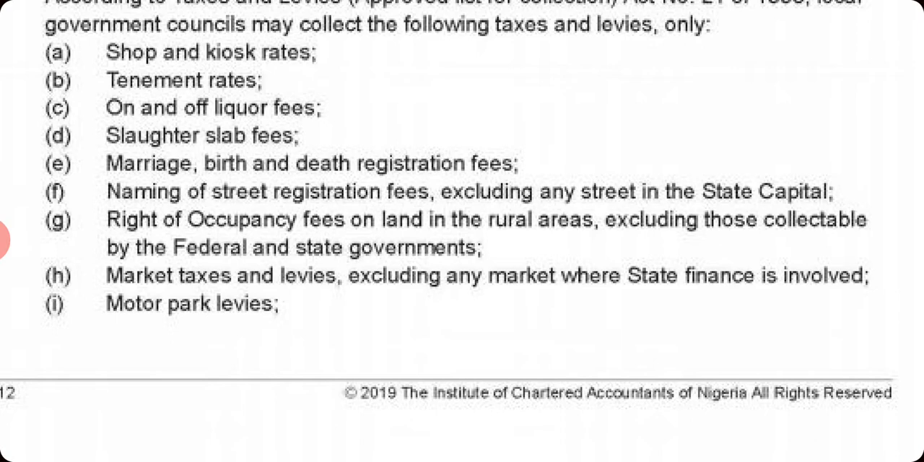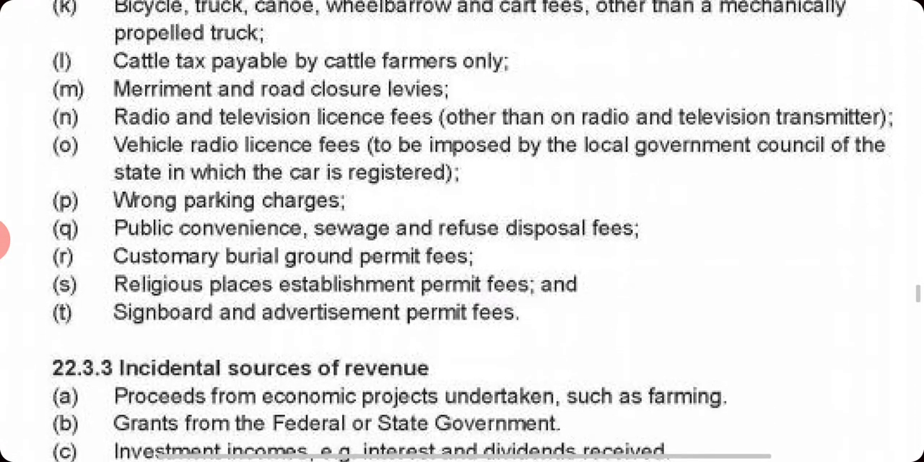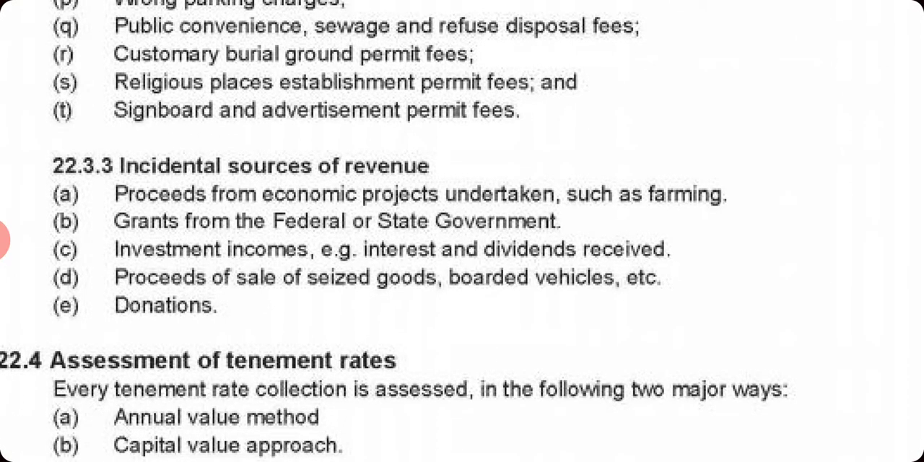So you can be asked in the exam to list the items that fall under permissive sources of revenue of the local government. You should be able to remember kiosk, tenement fee, marriage, birth, death registrations and what have you. The last but not the least under the classification is incidental. These are the revenues that the local government can make when they embark on some ventures by themselves, probably farming, or some technological activities that could generate revenue for the local government area.